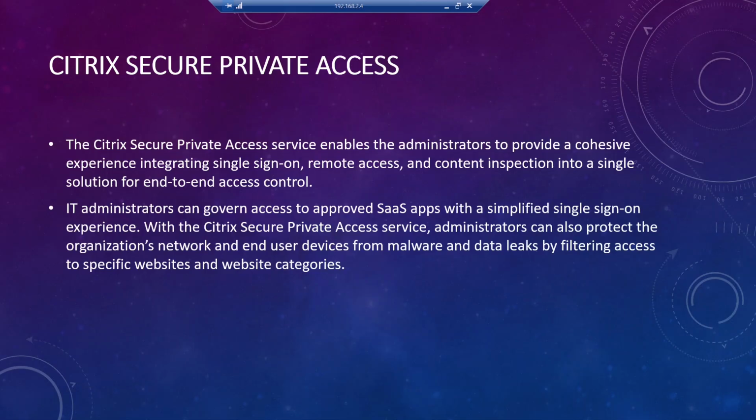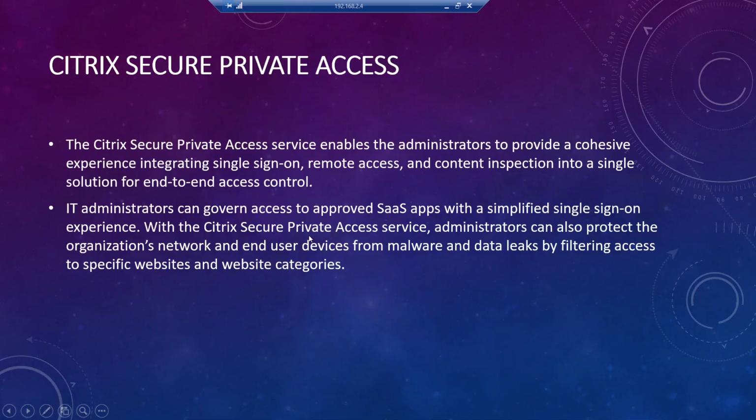We can do content inspection, like what exactly users are trying to access, what applications or websites users are trying to visit, or what things users are trying to download. All these things can be monitored using Citrix Secure Private Access. So IT administrators can govern access to approved SaaS applications with a simplified single sign-on experience.